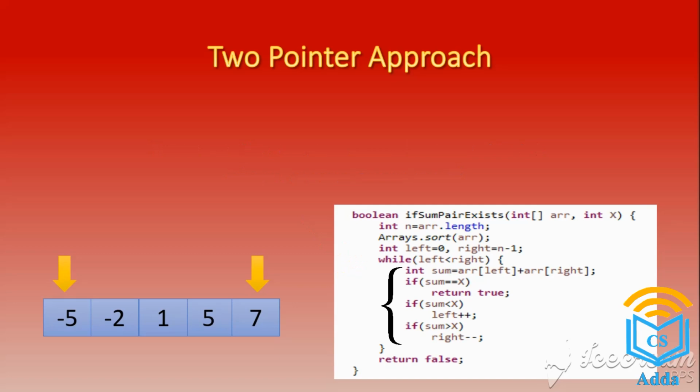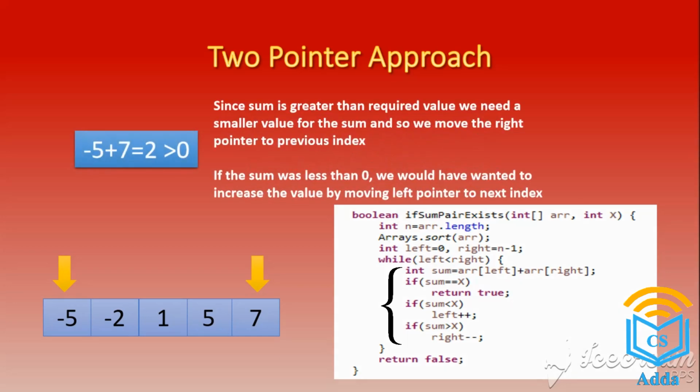Now let's get into the loop. In the first iteration, we have to add the values at the left and right pointers, which is -5 plus 7. The sum is 2, which is greater than 0.